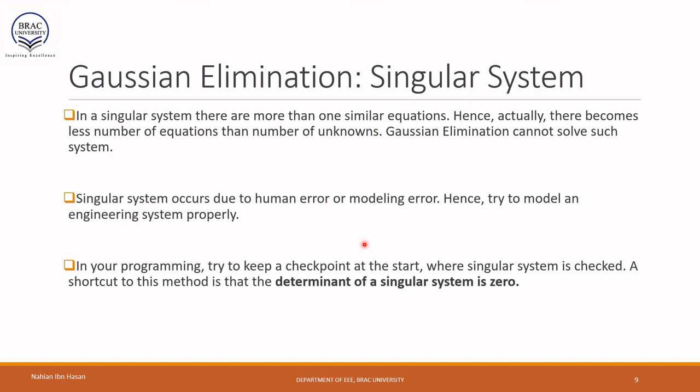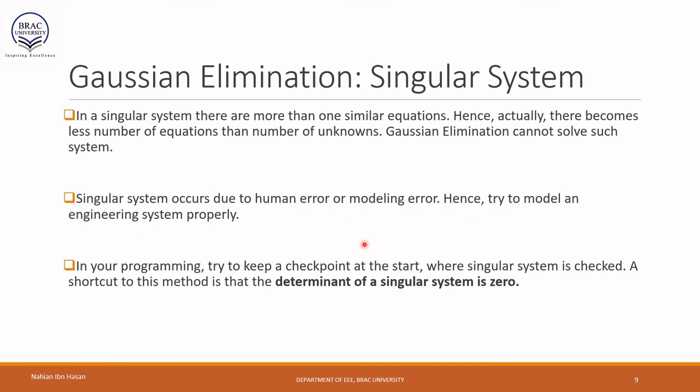And the last pitfall that the naive Gaussian elimination approach faced was a singular system. In a singular system, two or more equations are similar. So this is actually a human error. What we can do in your computer program is keep a checkpoint at the start of the code to see whether the system is singular or not.